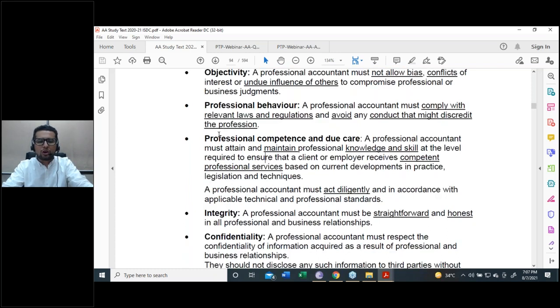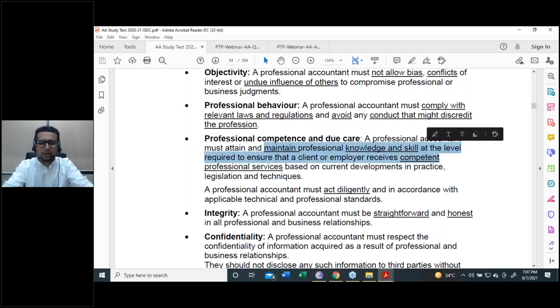The last one is called P for professional competence and due care. As a professional accountant, as an auditor, as an accountant, you got to make sure that you are competent enough to do the job, and you have to make sure that whatever you are performing, you perform with care, with diligence. You should not be working in a rush. That should not be an acceptable excuse that I was in a rush and I committed a mistake. No, you got to make sure that you work diligently, and you got to make sure that your knowledge and skill is up to the mark.